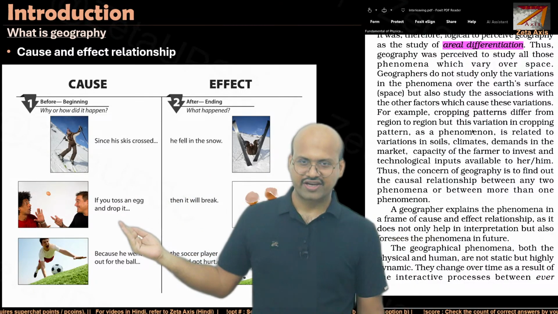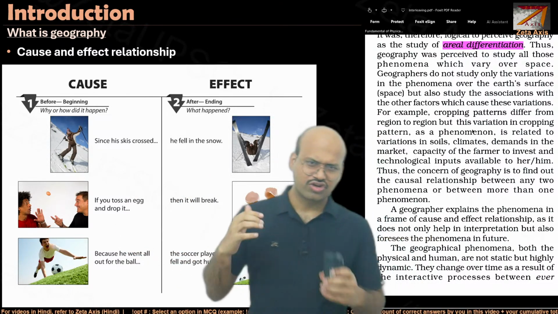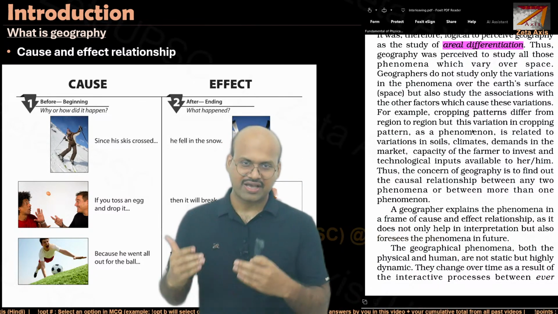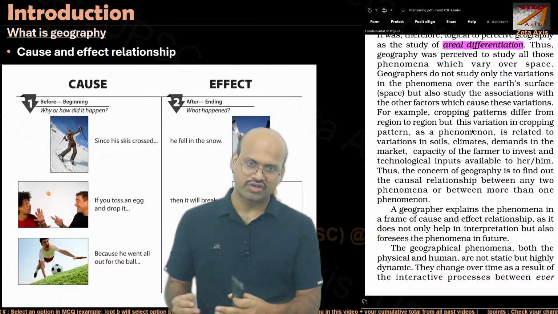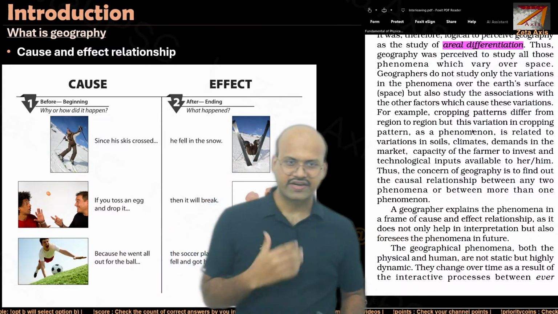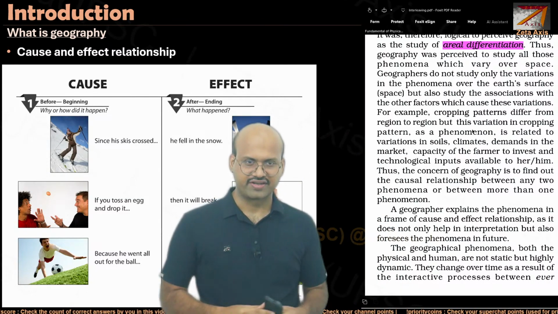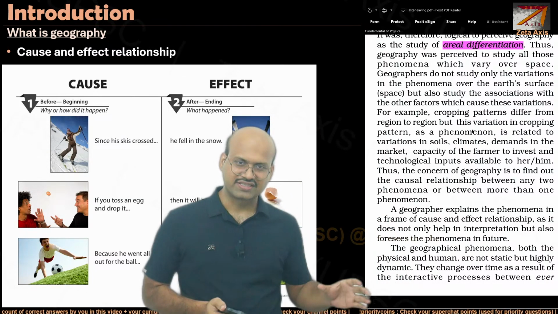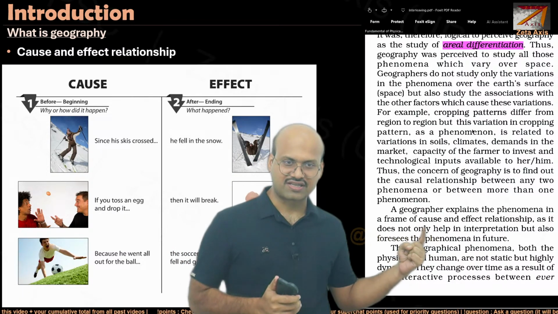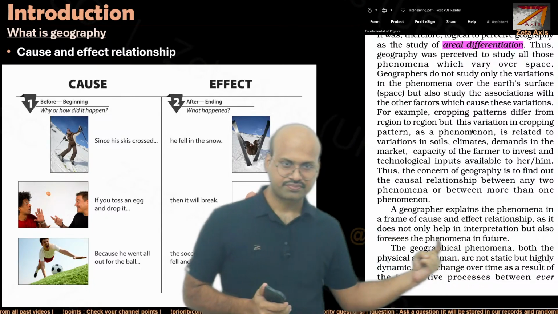If you toss an egg and drop it, then it will break. So this is the cause and this is the effect. So geographers, at the geography level, try to establish the relationship between cause and effect. So if certain phenomena are occurring in a region, then why are those phenomena occurring and what is the effect on that region? So this is how it is trying to define what geography is. Here it establishes that geography is basically a cause and effect relationship.